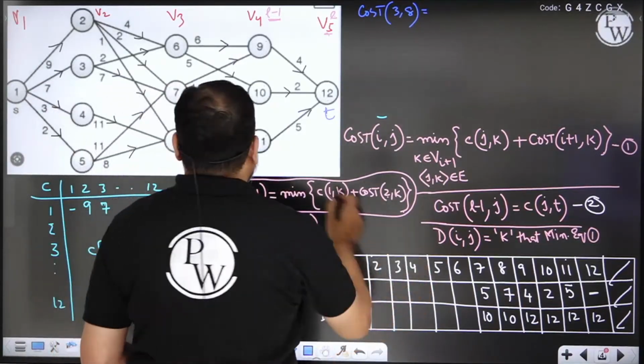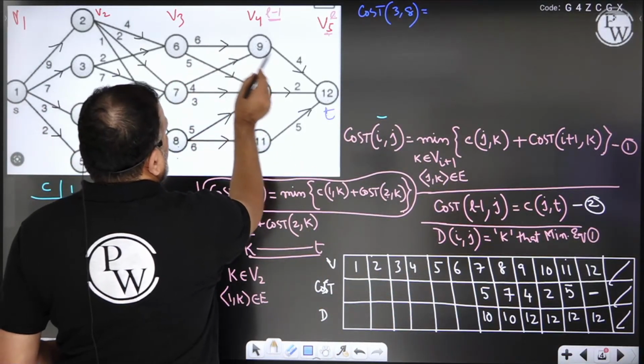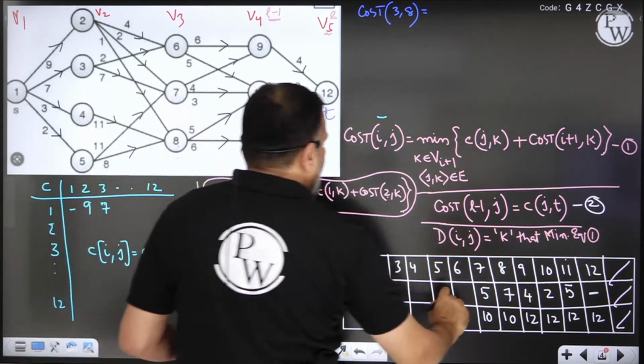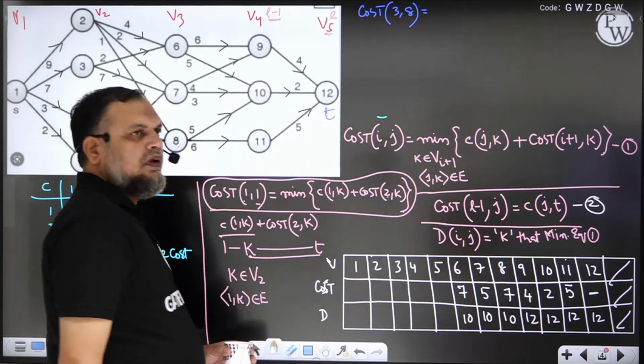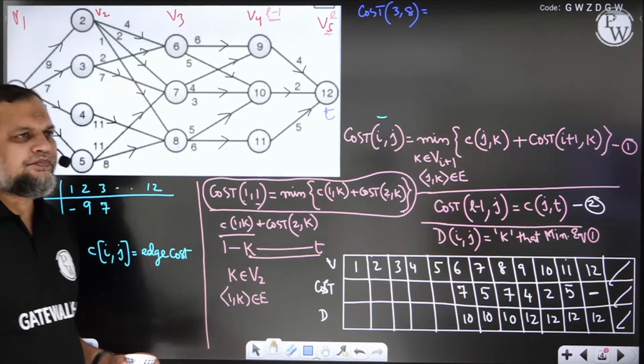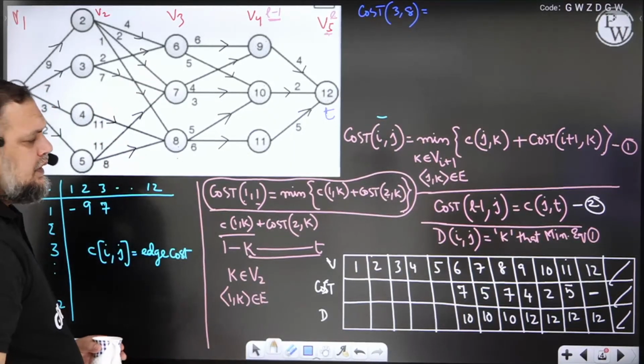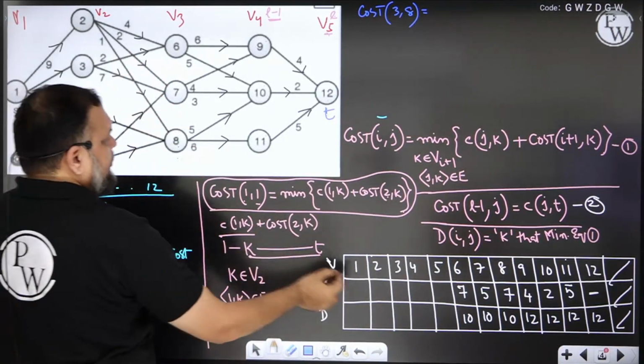After that, come to cost of 3, 6. There are two options: 6 plus 4, and 5 plus 2. Obviously 5 plus 2 is the minimum, 7, via 10. So all are 10. Now we will find the cost of 5.